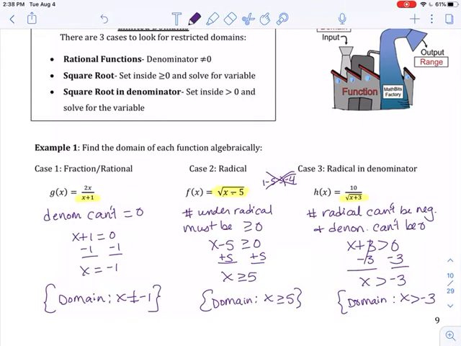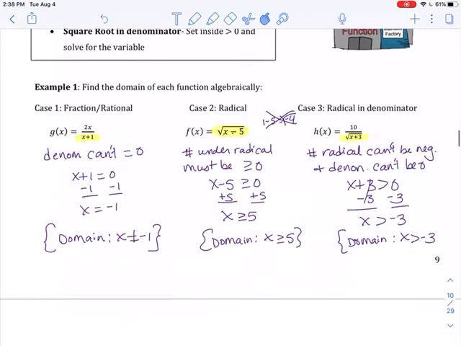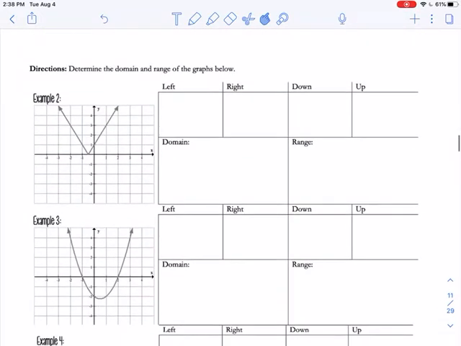Okay, it can't be negative 3 because negative 3 plus 3 is 0. I can't have 0 in the denominator. But it can be anything greater than negative 3. So negative 2 works, negative 1 works, 0, 1, 2, 3, 4. But a number like negative 5 wouldn't work because negative 5 plus 3 is negative 2, and I can't have a negative under that denominator. Okay, let's look at some graphs.